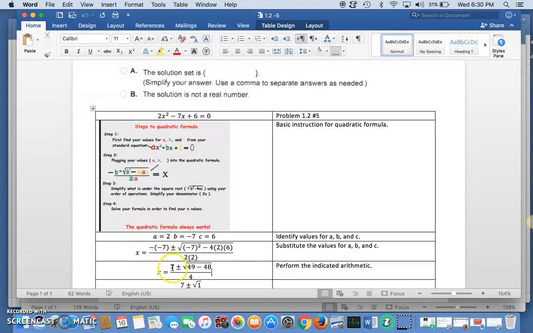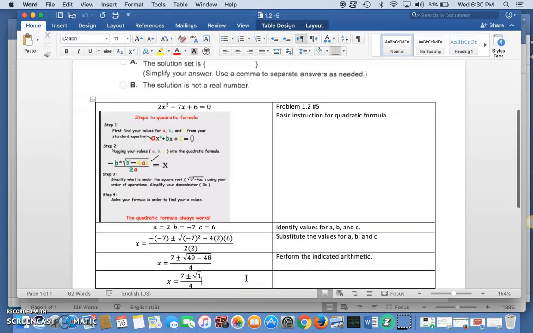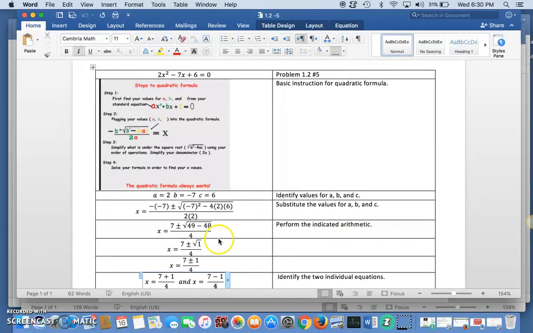The opposite of negative 7 is positive 7. Negative 7 squared, 49. 4 times 2 times 6 is 48. So we would end up with 7 plus or minus the square root of 1. That's 49 minus 48. Square root of 1 is 1.